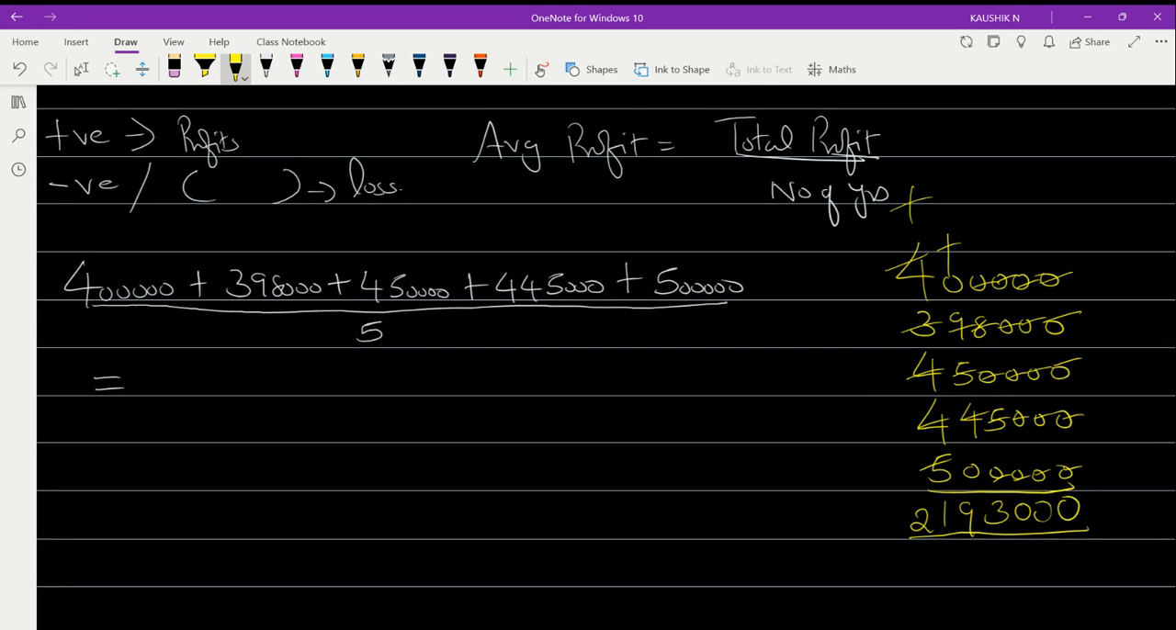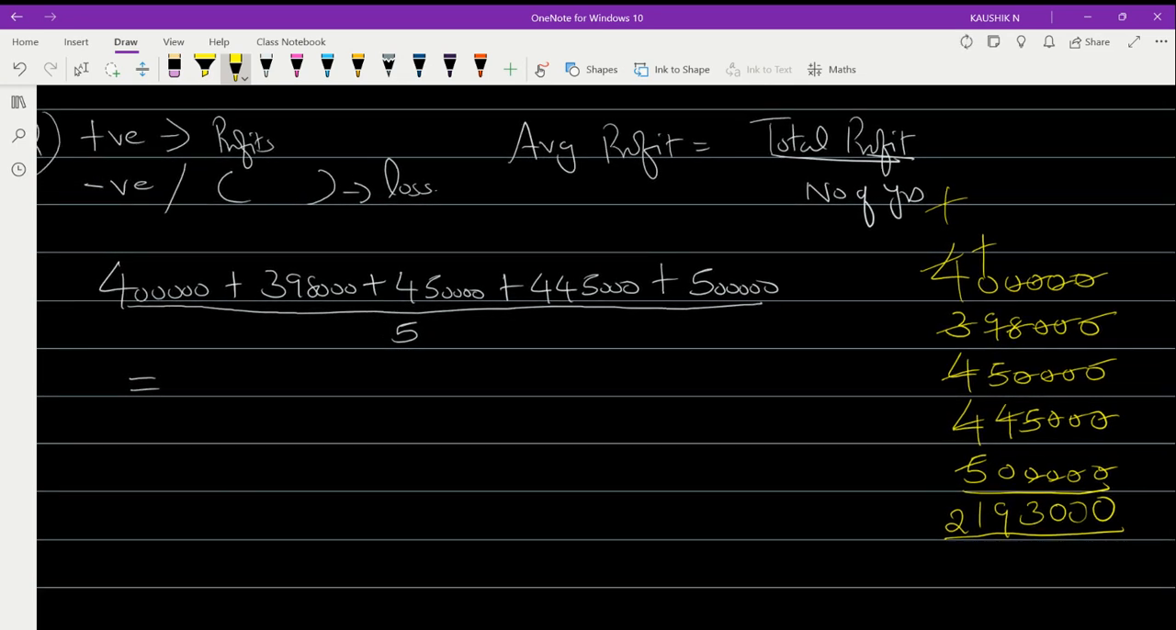What was the answer that you said first? Sir, the calculator was wrong, sir. You have to be careful in making all these calculations. So 21 lakh 93,000 divided by 5. What is the value that you'll get if you divide this value by 5?